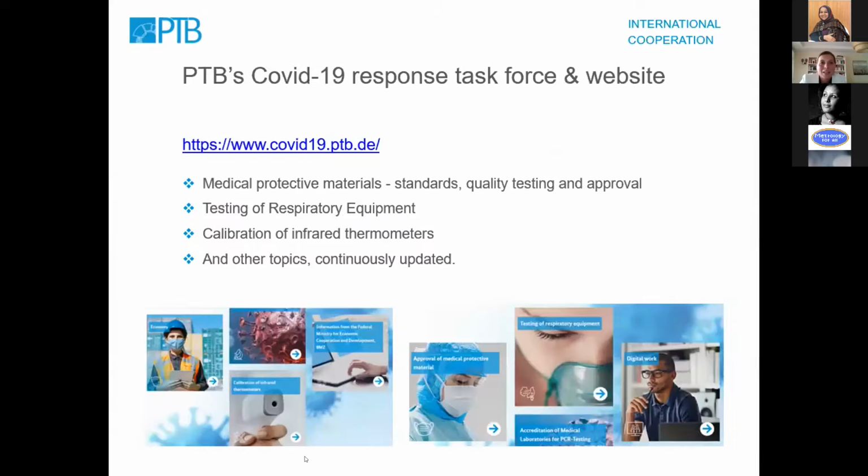And I would also like to highlight that we have developed a COVID-19 response task force and website. You can see that here. It's www.covid19ptb.de. And there you can find a lot of materials that are related to COVID. For example, medical protective materials, standards, quality testing and approval, testing of respiratory equipment, calibration of infrared thermometers, and many other topics. And we continuously update this website, so please check it out.